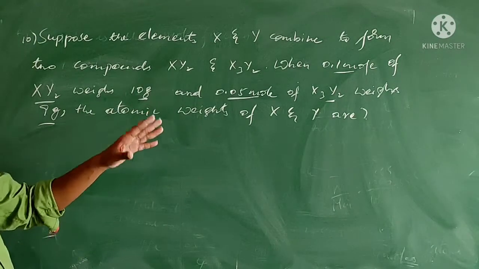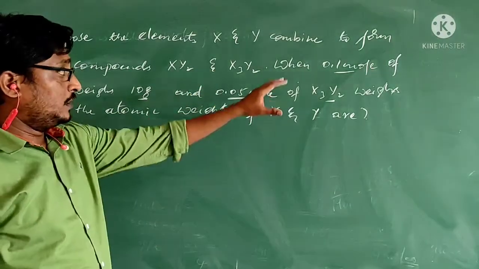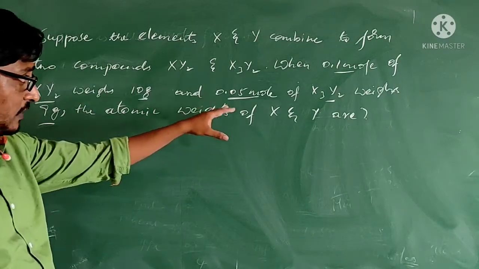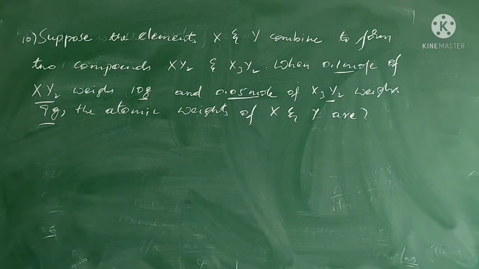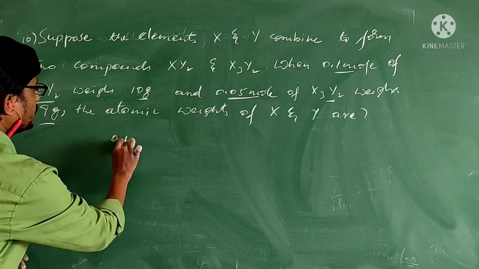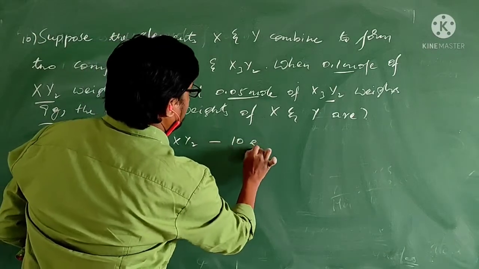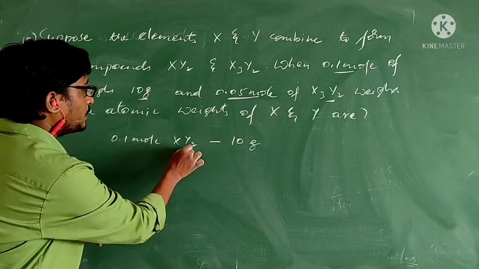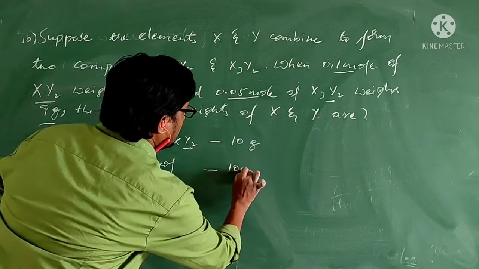So x and y are combining together to form two compounds, xy2 and x3y2. 0.1 mole of xy2 has a mass of 10, 0.05 mole of x3y2 has a mass of 9 grams. What are the atomic weights of x and y? Let us see how to find this. 0.1 mole of xy2 has a mass of 10 grams. So we can relate this to 1 mole, so that we will get the molar mass of xy2. So 1 mole of xy2 has a mass of 100 grams.